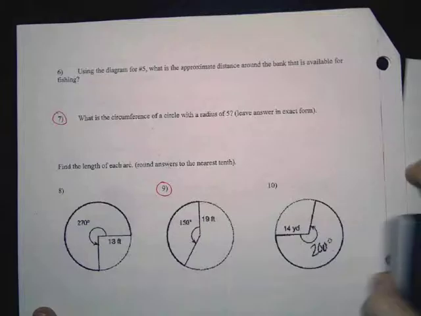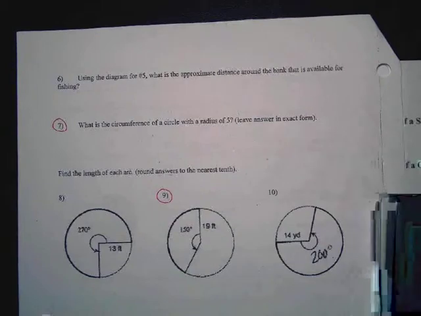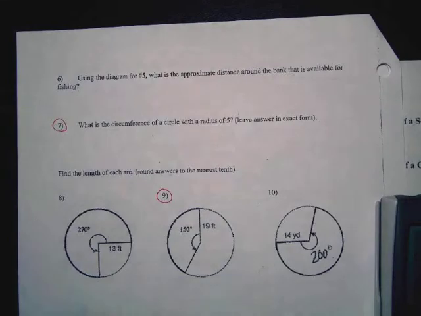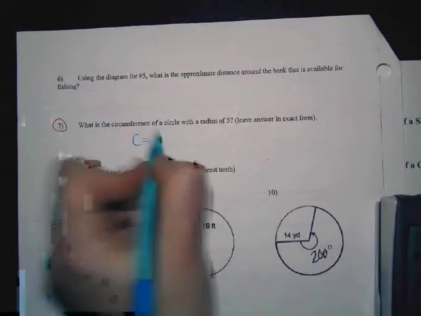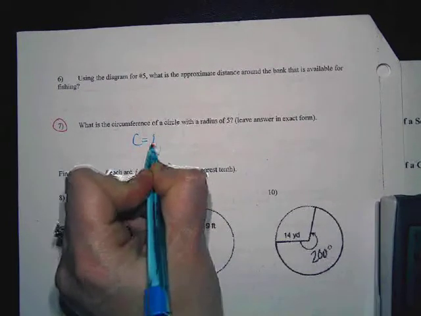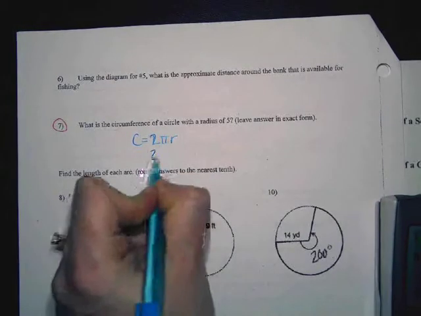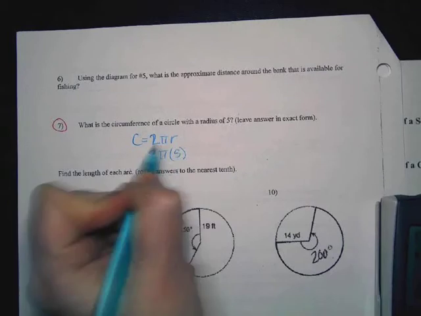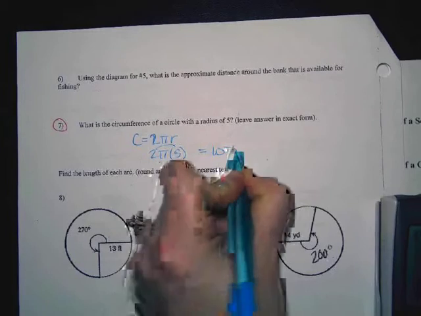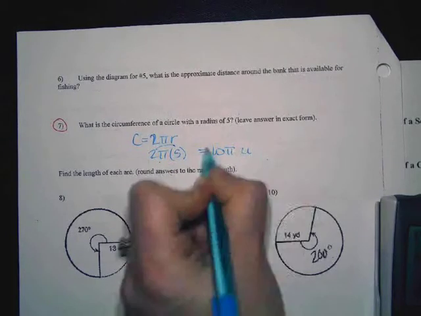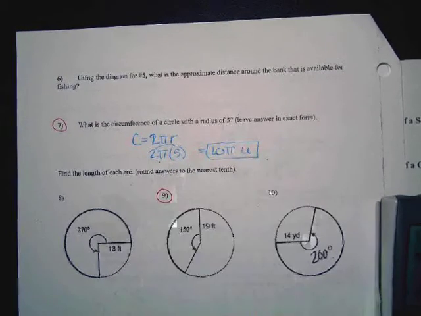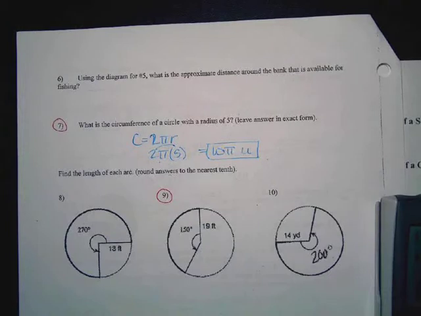All right, number 7, what is the circumference of a circle with a radius of 5? Leave your answer in exact form. Since the circumference formula is 2 pi r, this is on your formula chart. If I plug in, we'd have 2 pi times 5, which in exact form, you just multiply 2 and 5, which is 10 pi. We don't have units, so we just leave a u at the end for units.